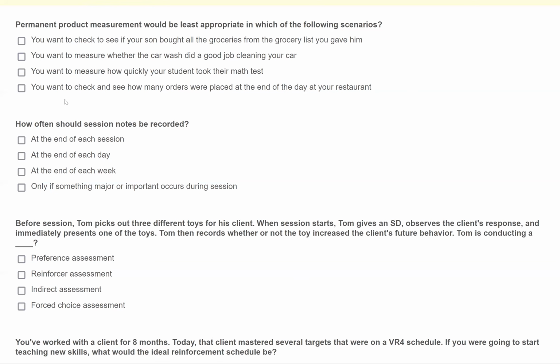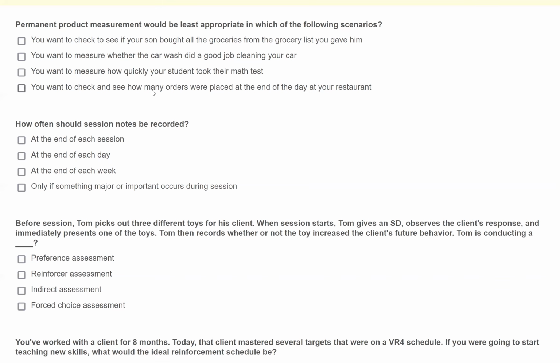What about D? You want to check and see how many orders were placed at the end of the day at your restaurant. Say you're managing a restaurant, maybe it was your day off. So at the end of the day, you log into the computer and you see how many orders were placed. Permanent product, right? Did you need to be there all day at the restaurant?